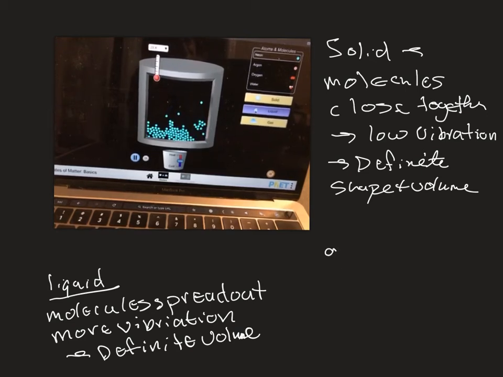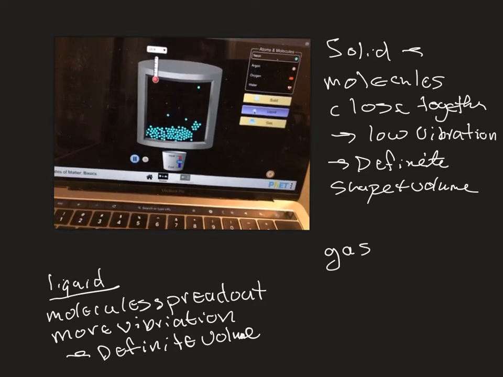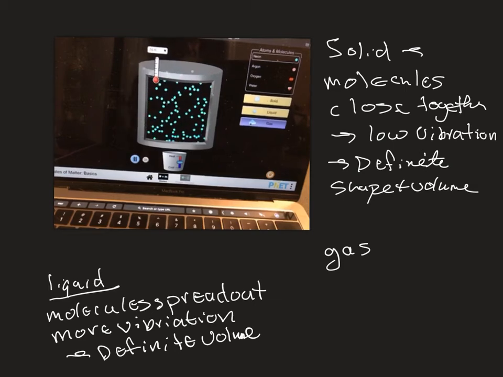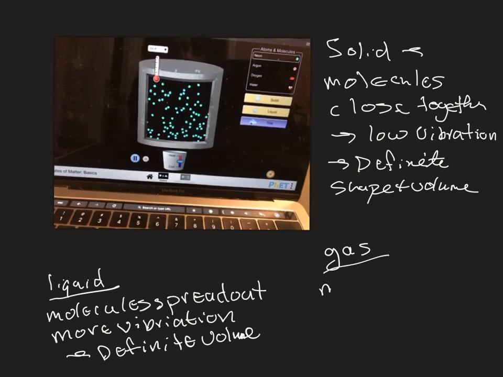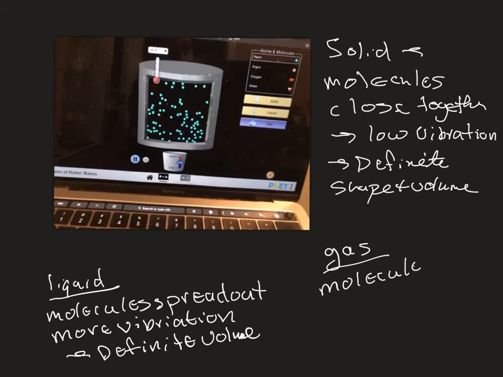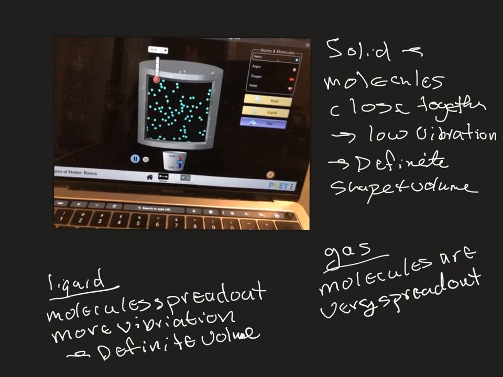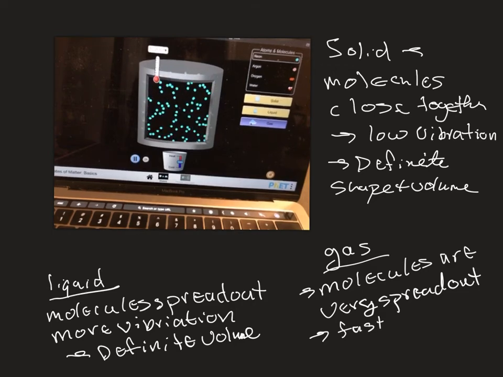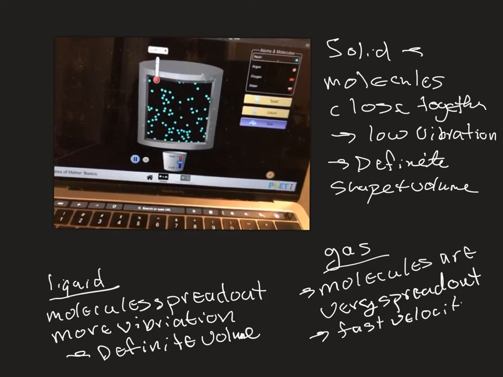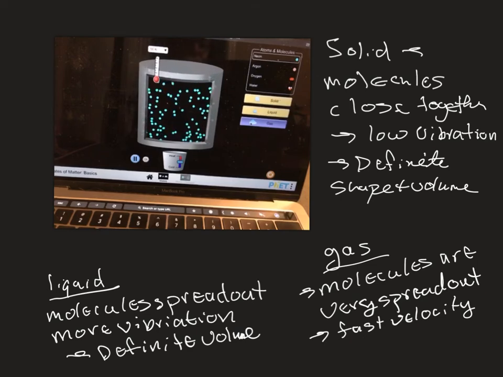And then our last one is going to be gas, so let me switch this to gas. And you start seeing the molecules move around even more. So the molecules are very spread out. And they have a faster velocity. Because as they spread out, they're going to encounter each other more, and they also have a higher temperature.